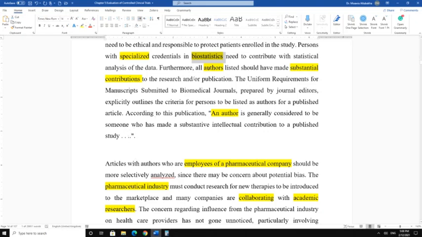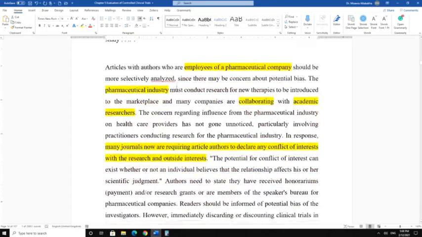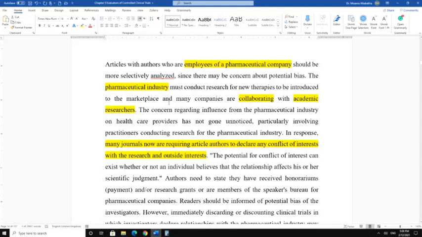Also, the authors that are listed, if you remember from professional writing and communication, should have a substantial contribution to the publication. An author is generally considered to be someone who has made a substantive intellectual contribution to a published study. You should be careful regarding bias when employees of a pharmaceutical company are publishing studies. You should analyze their study more carefully, because there is conflict of interest. The company wants money, wants to generate profit, while the study is done for the sake of patients and their well-being. So there can be a conflict of interest.